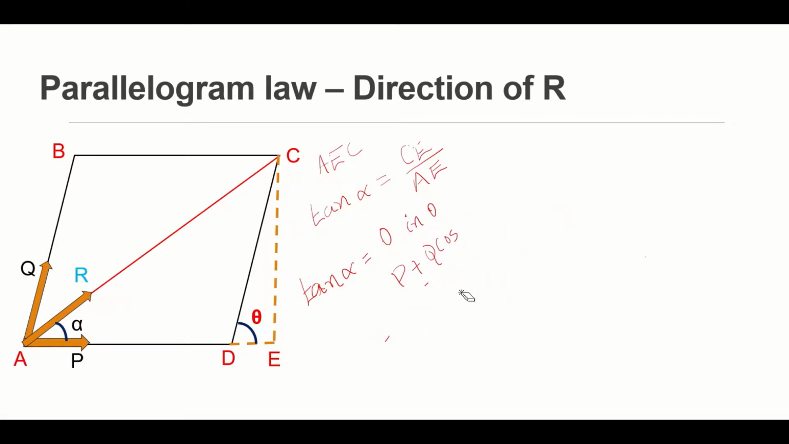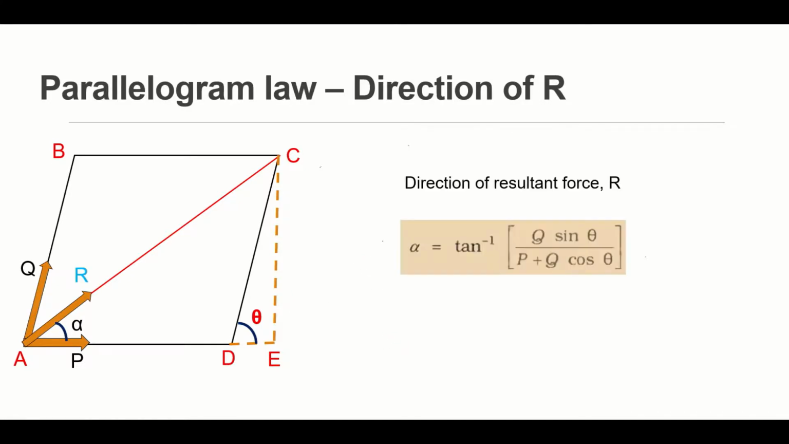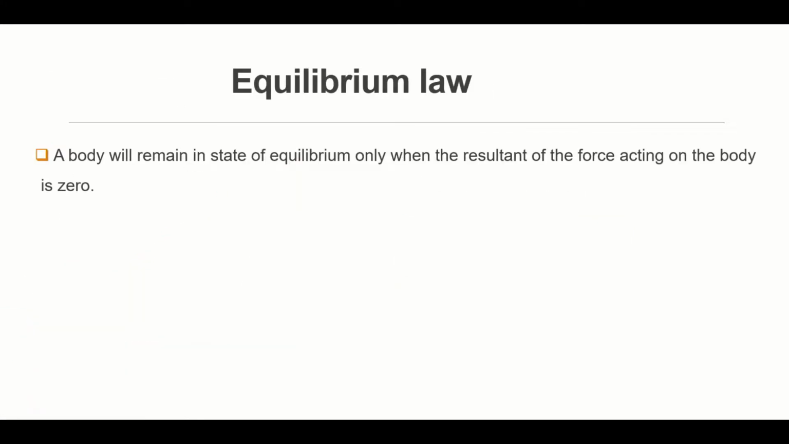Yeah, so the resultant expression will be like, just 1 minute, I will show you. The resultant expression will be like tan alpha, or alpha equal to tan inverse Q sin theta by P plus Q cos theta. You got it? Yeah. So this is parallelogram law. And second one is equilibrium law.